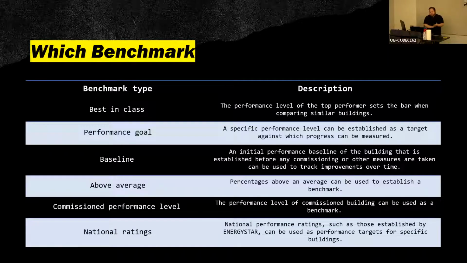And so these are some common benchmark types. You have best in class, looking for a performance goal. Like I said, you're just looking to establish a baseline. You just want to know where you're at. If you want to try to get above average, so there's a certain EnergyStar score or profile average that you are aware of from CBECS, and you want to be slightly above that. Commission or national ratings, so that deals with LEED certification and EnergyStar certification.